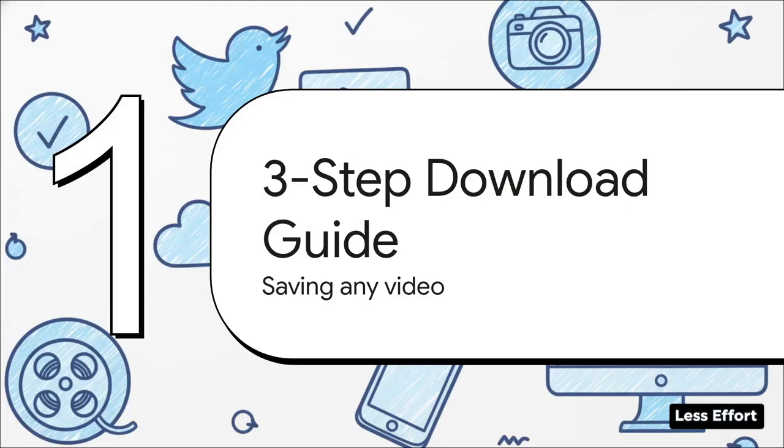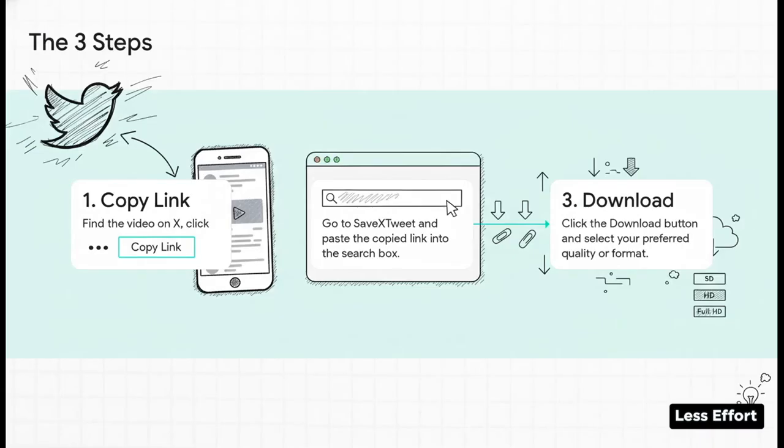We're going to start with the basics, just downloading a standard video. Once you get this simple process down, trust me, you'll be able to download pretty much any media you find on X. It all comes down to the super easy three-step process. First things first, find the video you want on the X app or the website. Then, just hit that little share icon and tap copy link. Boom, step 1 is already done.